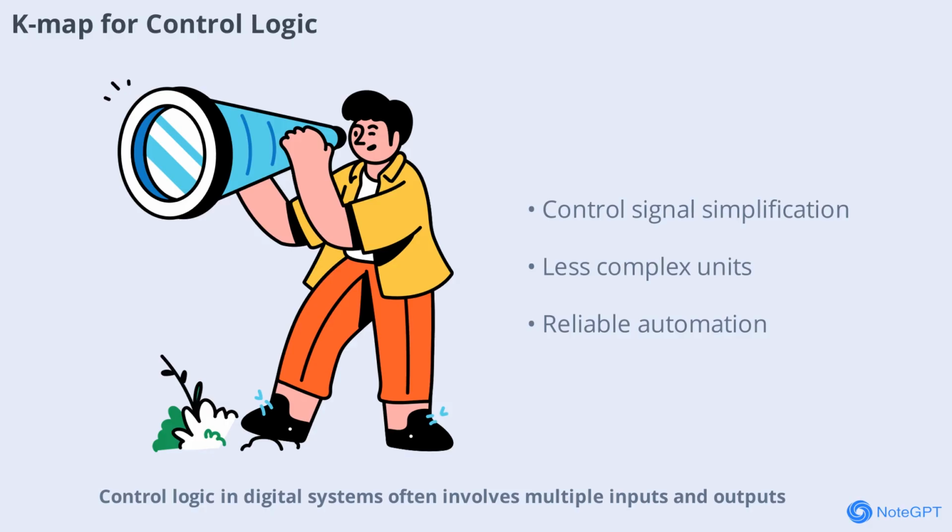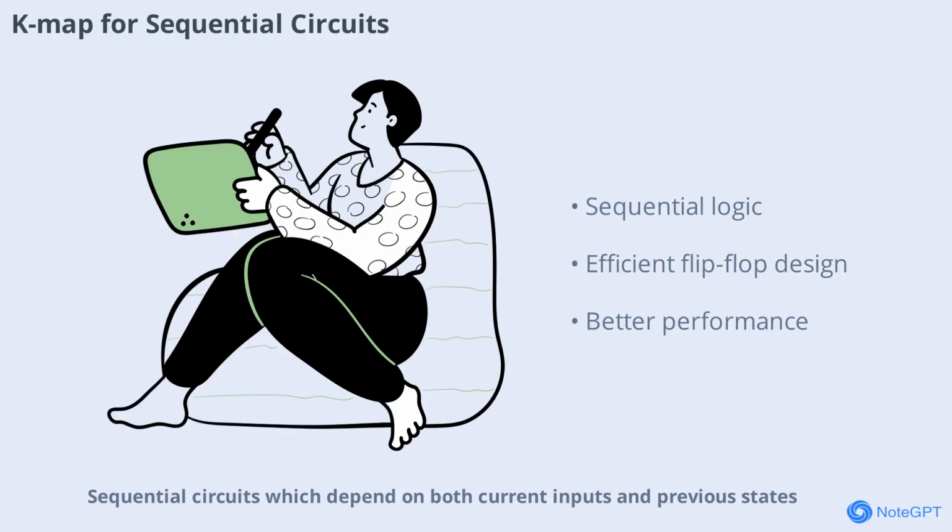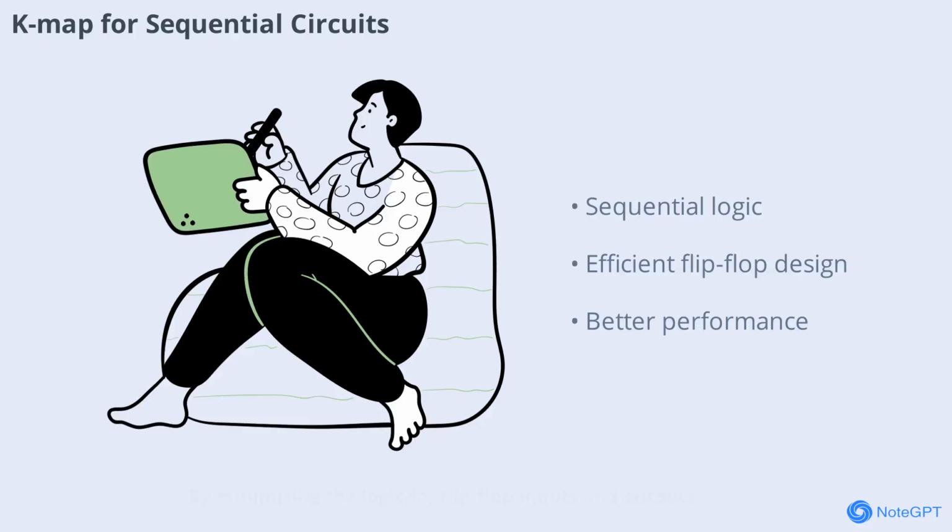Control logic in digital systems often involves multiple inputs and outputs. K-maps help simplify the logic for control signals, reducing the complexity of the control unit. This leads to more reliable and maintainable systems, especially in industrial and automation applications. Sequential circuits, which depend on both current inputs and previous states, can also benefit from K-map simplification. By minimizing the logic for flip-flop inputs and outputs, you can design more efficient sequential systems. This is crucial in applications like counters, registers, and timers.